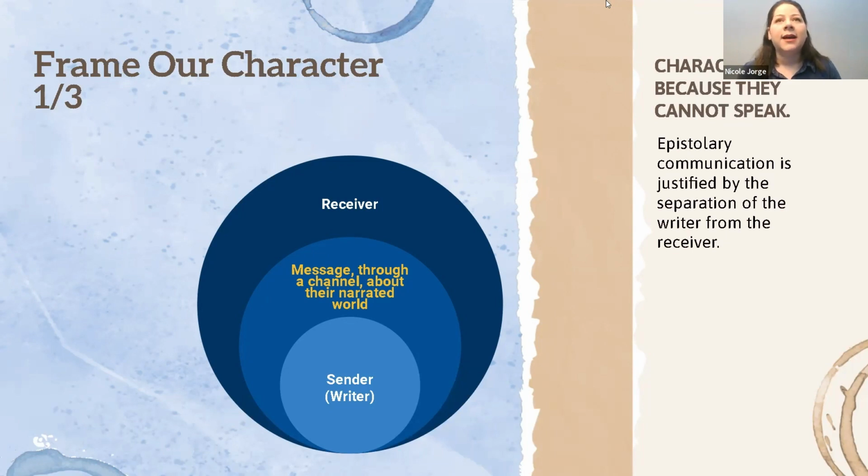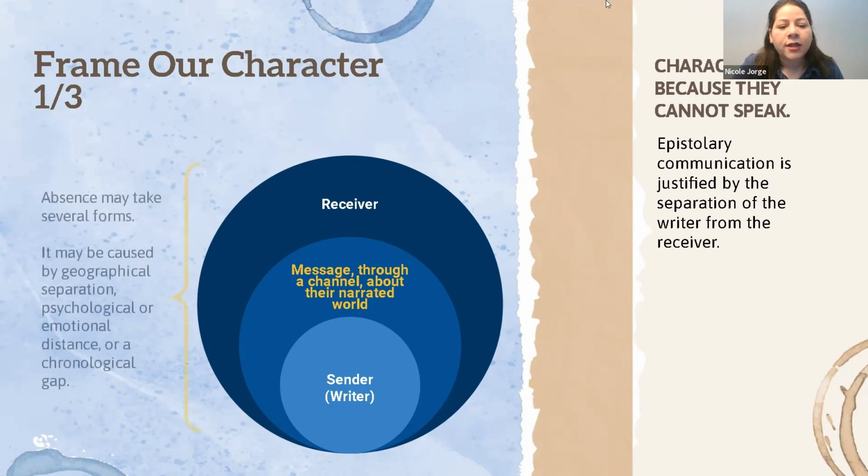Now, the idea is that if one is going to write because they cannot speak, well, why can't they speak? There are several reasons. This absence may take several forms. It can happen because there is a geographical separation, or it might be caused by psychological or emotional distance, or a chronological gap. And it's important that we take this into consideration. This absence that they're experiencing, how does that impact them? And how will that in turn impact the content of their letter as well?